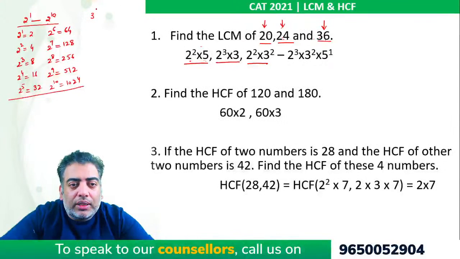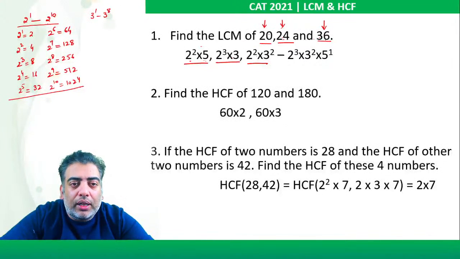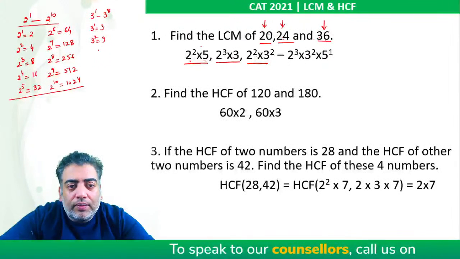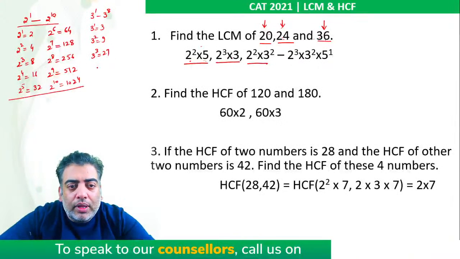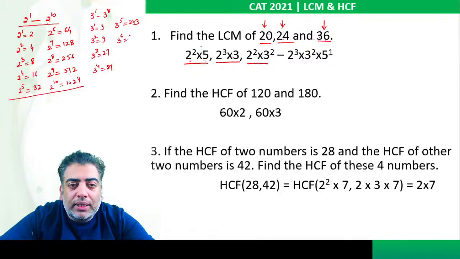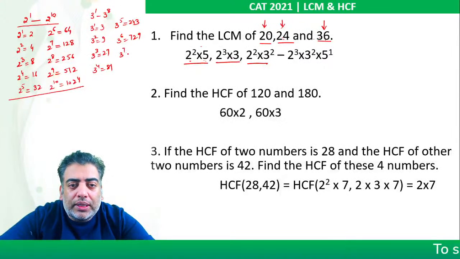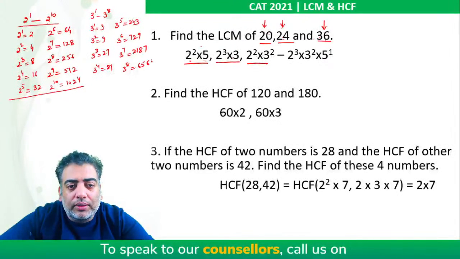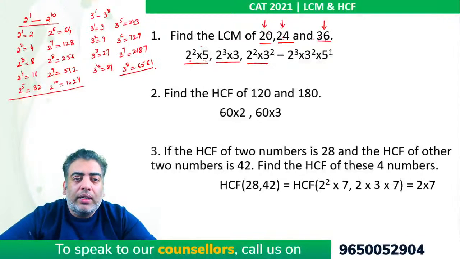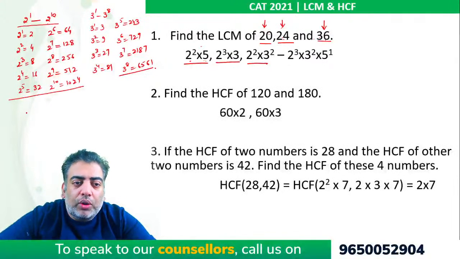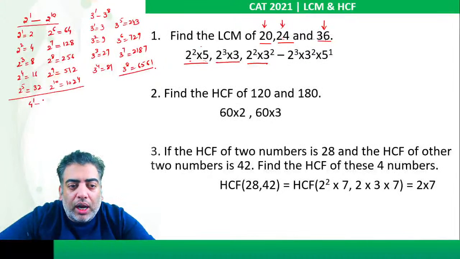Likewise, the powers of 3 starting from 1 up to 8 are required. So 3 raised to power 1 is 3, 3 square is 9, 3 cube is 27, 3 raised to power 4 is 81, 3 raised to power 5 is 243, 3 raised to power 6 is 729, 3 raised to power 7 is 2187, 3 raised to power 8 is 6561. Right? So if you are done with 2, it means you are also done with 4 raised to power 1 up to 4 raised to power 5.